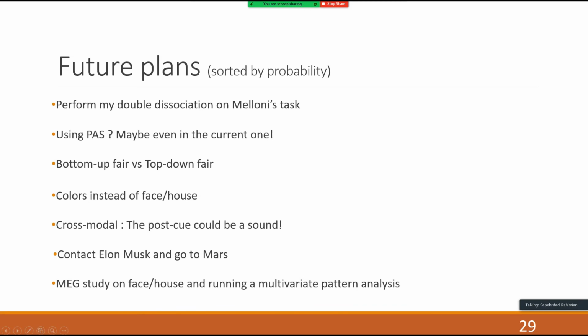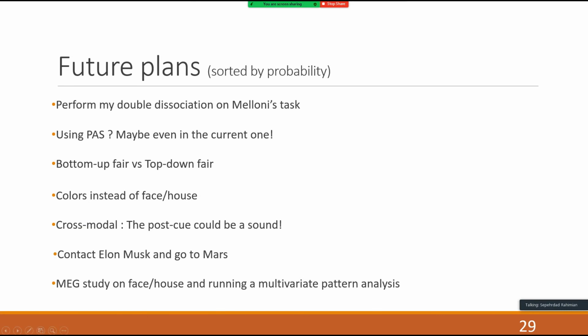Bottom-up versus top-down, I explained that, and we could use colors instead of face and house, but that would be a more problematic story in my opinion. We could do it cross-modally, and this post-cue, this colorful circle, could actually be a sound. The benefit of this would be that I can bring it much closer to the stimulus and not risk metacontrast masking. But again, this is future plans.